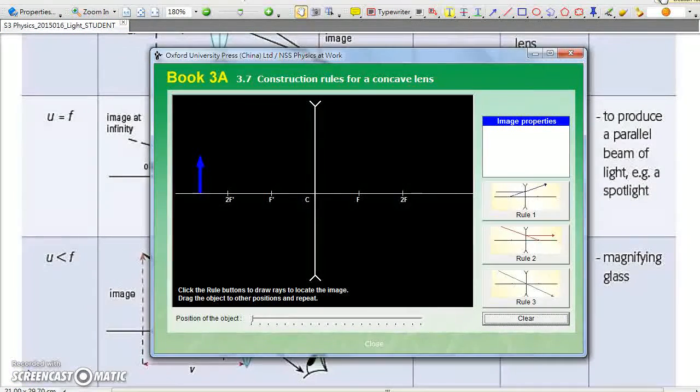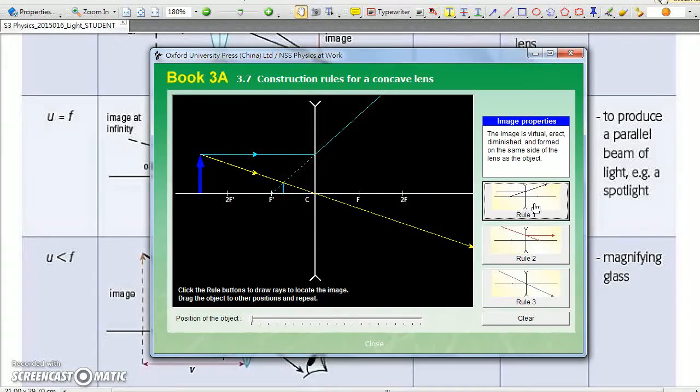A convex lens gives different images depending on the object's distance. But for a concave lens, it will be easier. Let's take a look. The three light rays are: one passing through the center of the lens, another parallel to the principal axis, then it will be refracted this way, away from the principal axis, so that it looks like it comes from the focus. There is already the image.